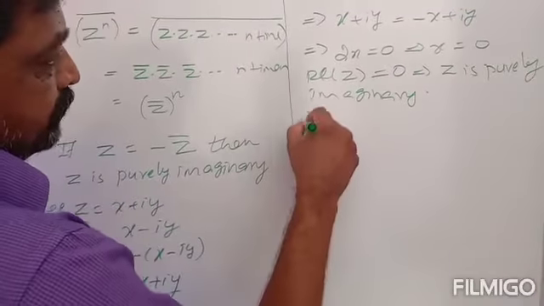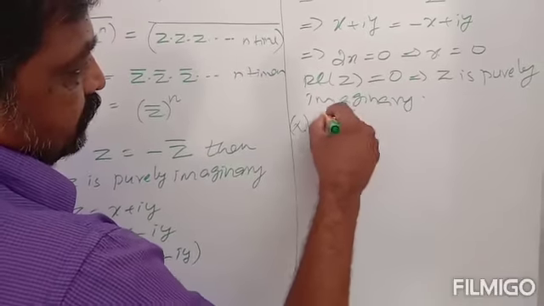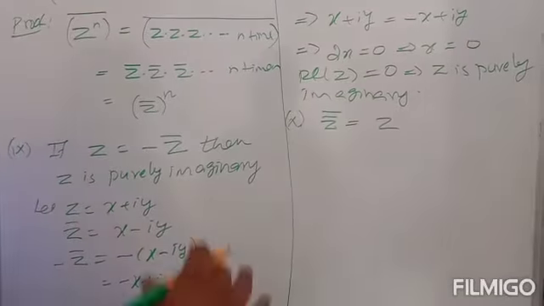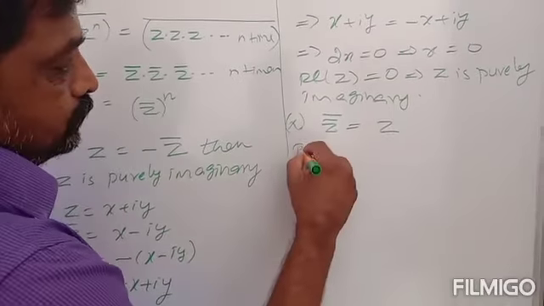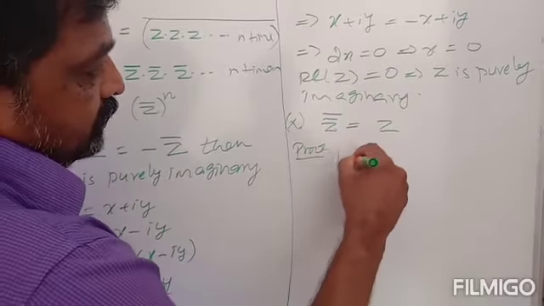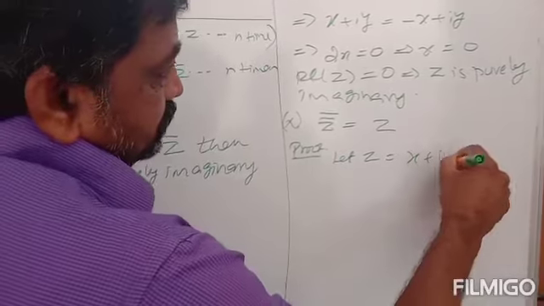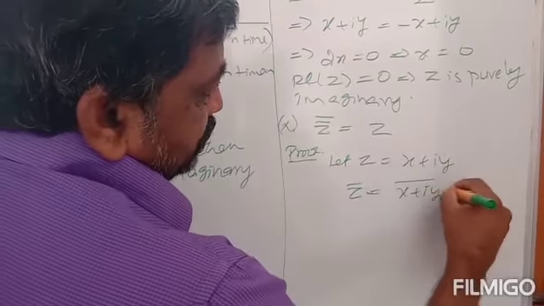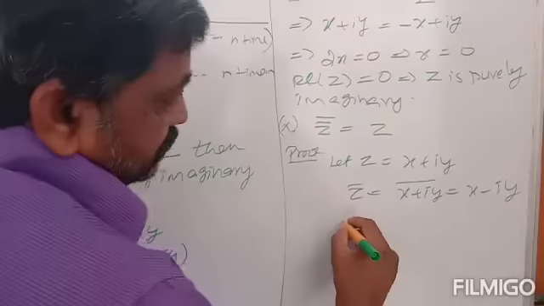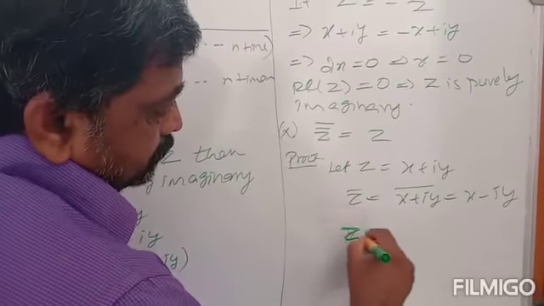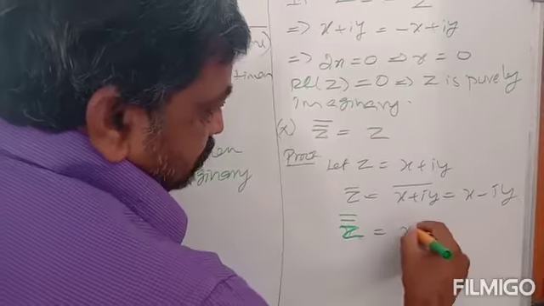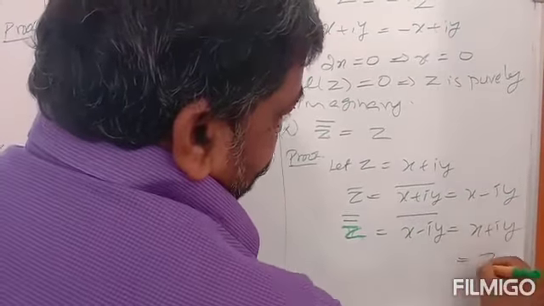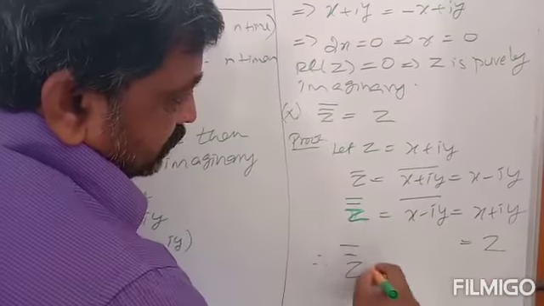Okay, next 10th property, (z bar) the whole bar equal to z. Proof. Let z equal to x plus iy. z bar is equal to x plus iy the whole bar, that is equal to x minus iy. (z bar) the whole bar equal to (x minus iy) bar, that is equal to x plus iy, that is equal to z. Therefore, (z bar) the whole bar equal to z.